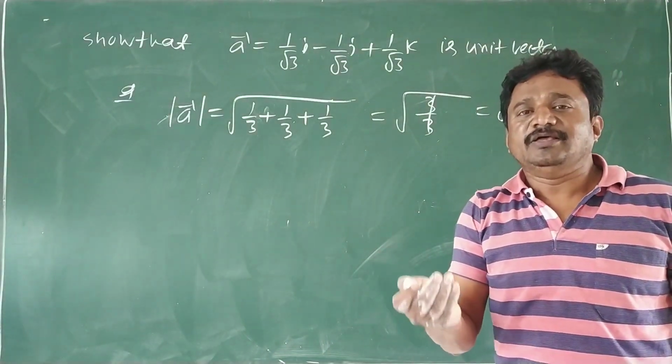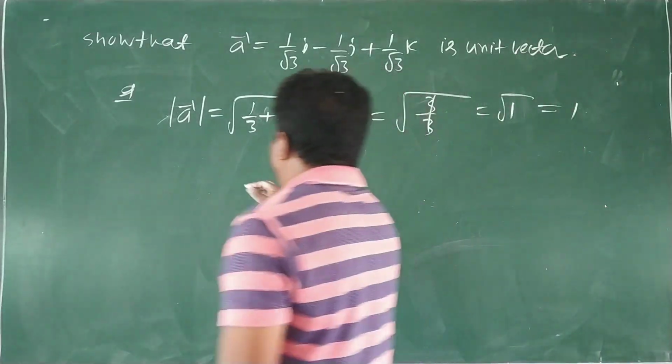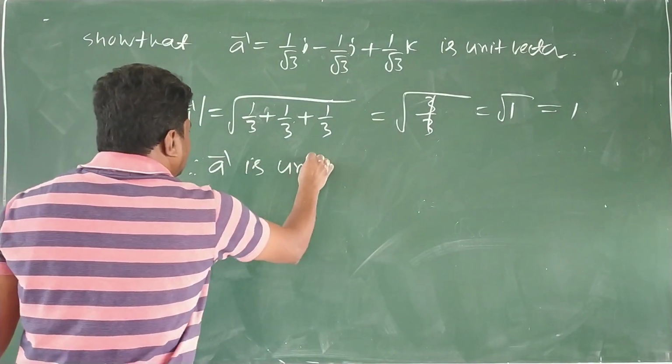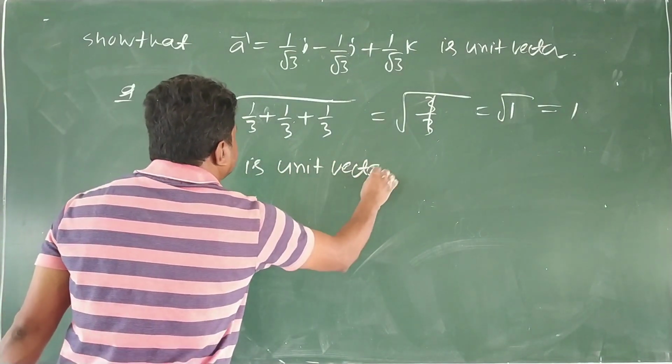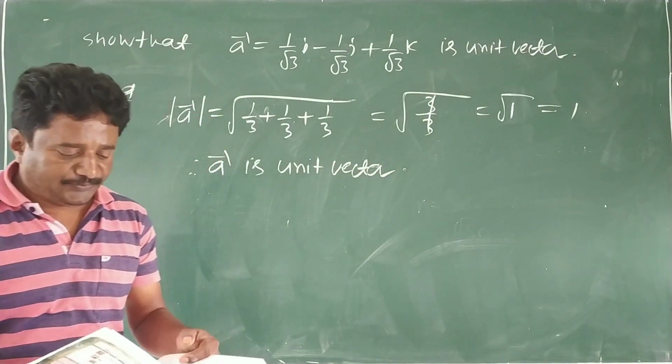Define unit vector: a vector with unit magnitude is called a unit vector. Therefore, vector A is a unit vector. Right, next question.